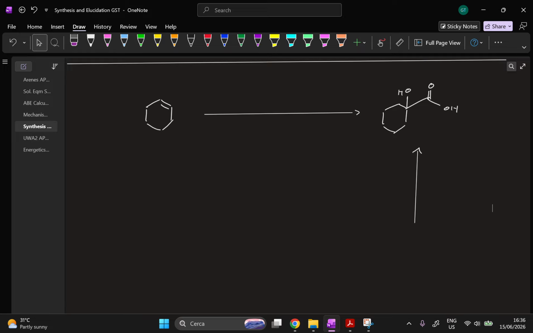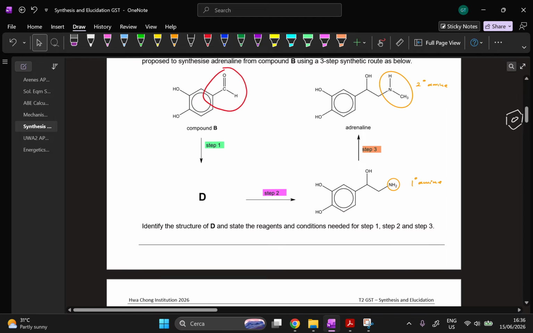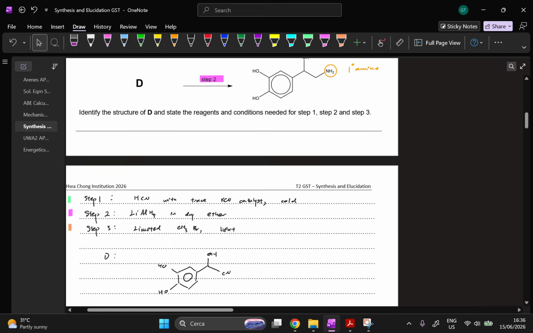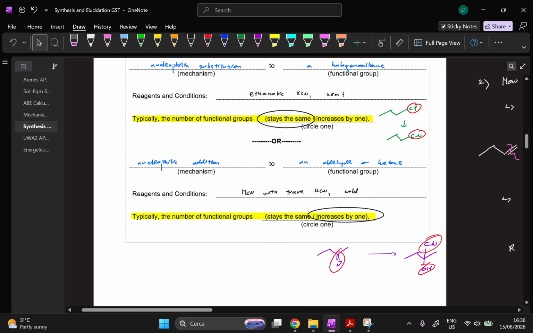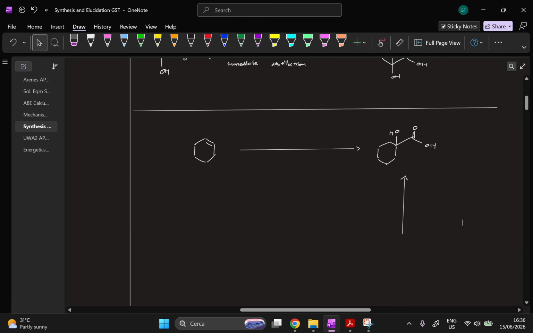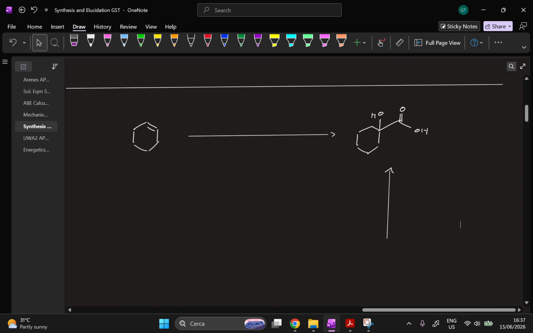Perfect. So I know for a fact that I want to have some kind of nucleophilic addition somewhere. I also know for a fact that because this is a step up reaction, at some point one of my steps is going to be HCN with trace KCN, cold. Okay? So hang on, just let me check something. Okay, yeah. Because some answer keys write it as KCN with trace HCN. But yeah, I just prefer, as Hwa Chong has taught me, to write HCN with trace KCN. So the trace KCN acts as a catalyst because HCN is a weak acid.